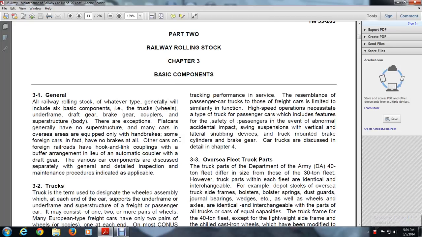All railway rolling stock generally includes six basic components: trucks, wheels and underframe, drafting gear, brake gear, couplers, and superstructure body. There are exceptions. The flat car generally has no superstructure. Many cars overseas are equipped only with handbrakes. Some foreign cars in fact have no brakes at all.